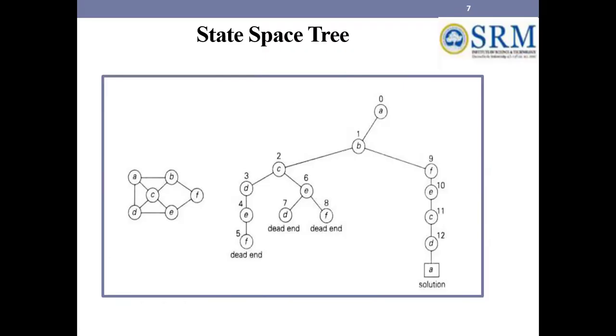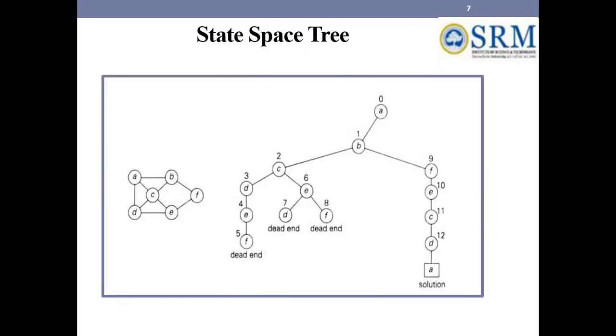Why is it a dead end? Even though all nodes are visited, there is no path from the last node to the starting node A. So it does not form a cycle. So this is called a dead end. And move back to the previous nodes, E, D, C. Then find the adjacent nodes of C. The adjacent nodes for C are A, B, D, E. See the path: A, B are already added, D is already added. So now we are adding E.